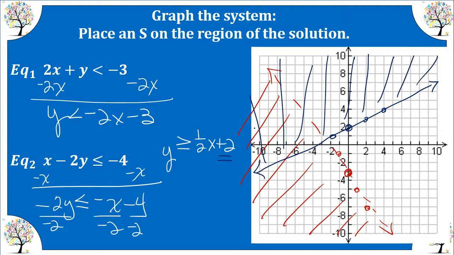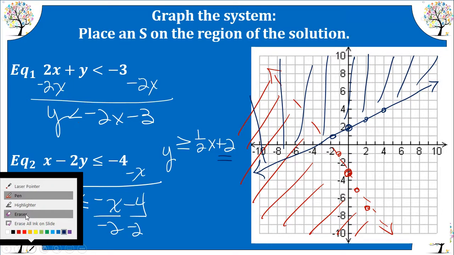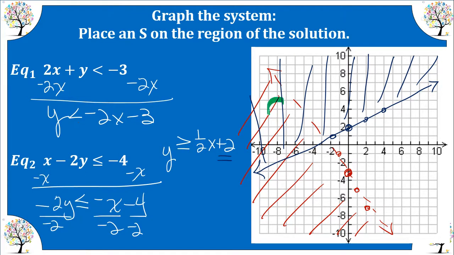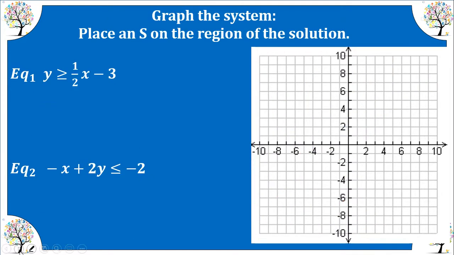And our overlapping solution sets are in this region here, from here up through here. This is all my solutions. Graphically, my solution set is where the shading overlaps. Algebraically, my solution set is all those ordered pairs that make both equation 1 and equation 2 true.